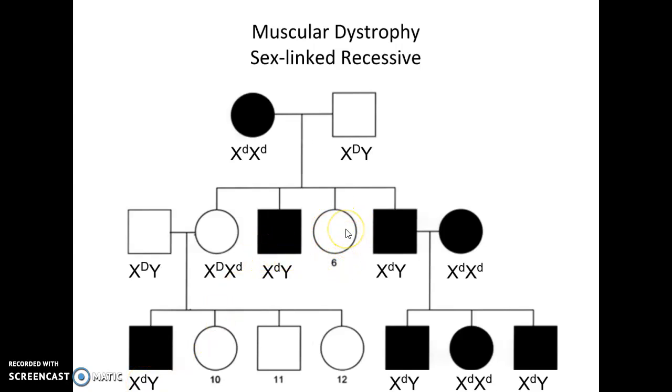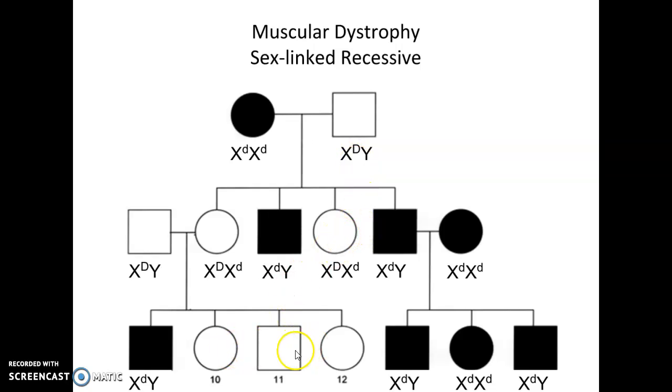How about this woman? Well, we know this woman doesn't have any kids, so we've got to look back at her parents, and when we look at her parents, we see that her mom only had little d genes to give on her X chromosomes. Since this woman definitely got one of those X chromosomes, she's got to be X little d, X big D.